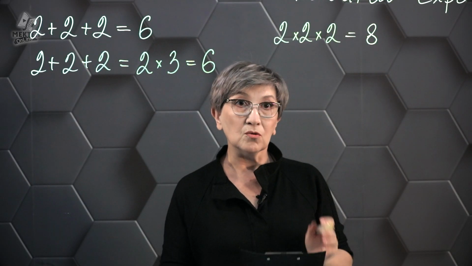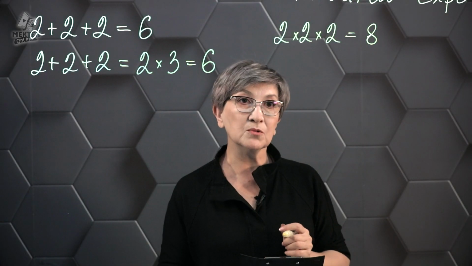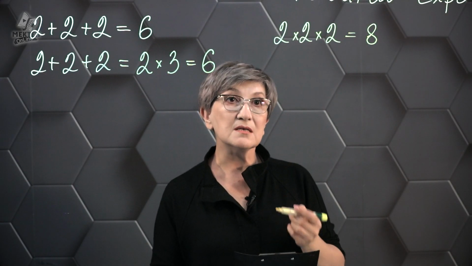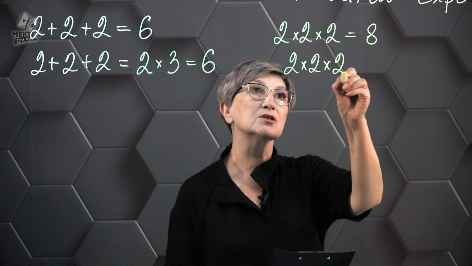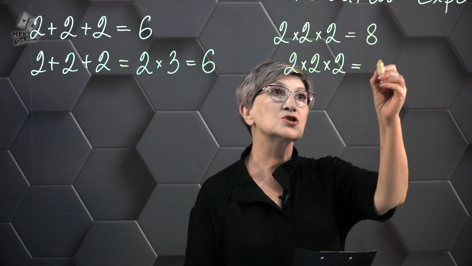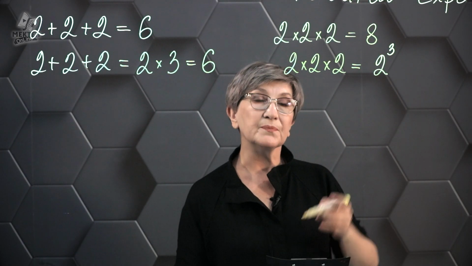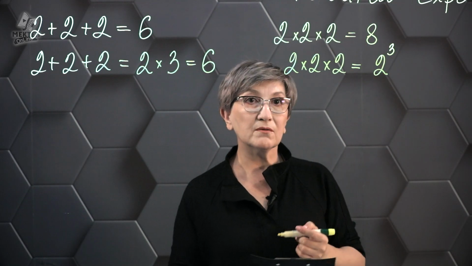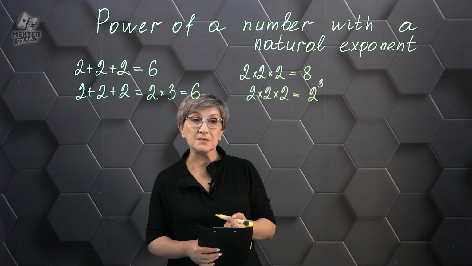But in math, the notation of the product of identical multipliers can be represented in a different form, as a degree. Let's write 2 times 2 times 2. You can rewrite it as 2 to the third power, and 2 to the third power equals 8. But why do we need a new entry?